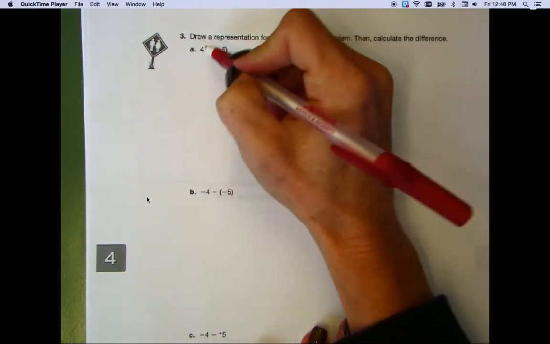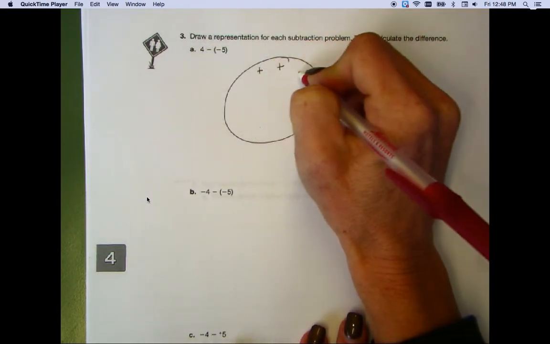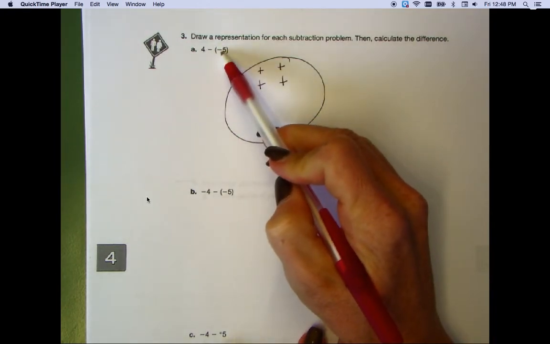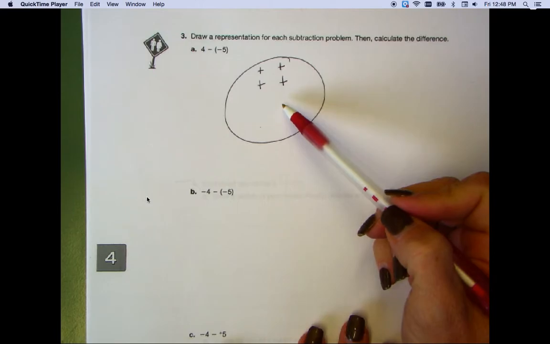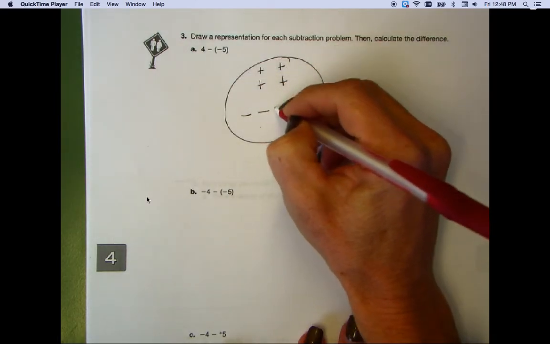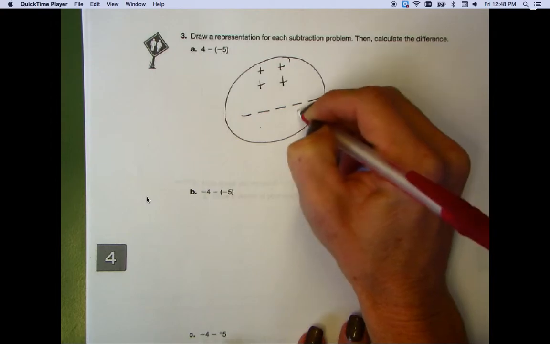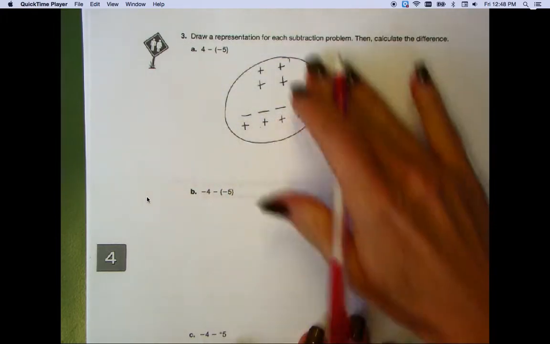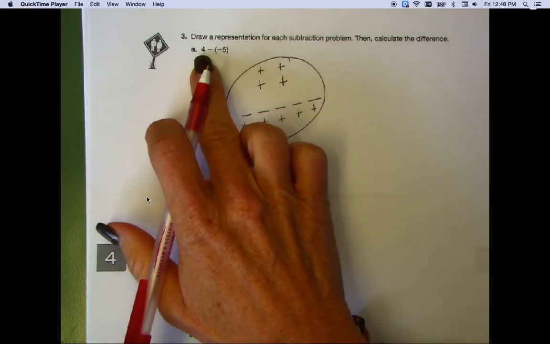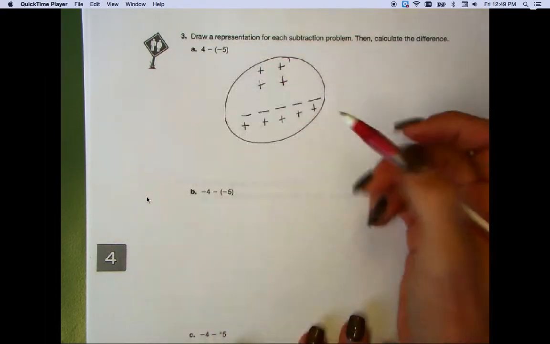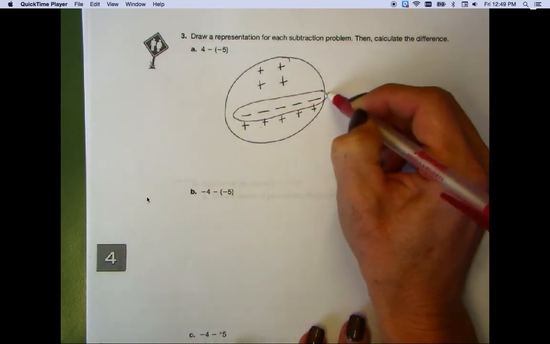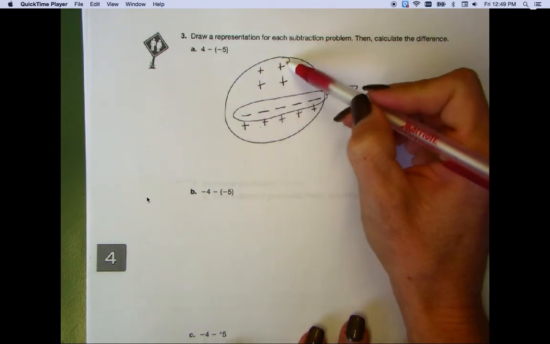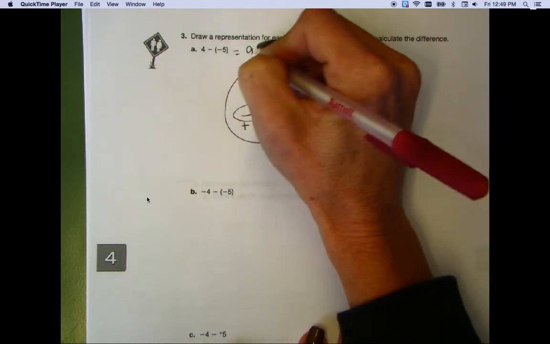I am starting with 4 positives. I'm not going to keep circling them, so I'm just going to do this. I need to take away 5 negatives. There aren't any there, so I'm going to put 5 on there, but I have to add them as zero pairs. Otherwise, I've changed the value on the plate. The value of this still is 4 positives, but now I can take off 5 negatives. I can grab these and pull them off the plate. What's left on my plate? 1, 2, 3, 4, 5, 6, 7, 8, 9. 9 positives would be the solution.